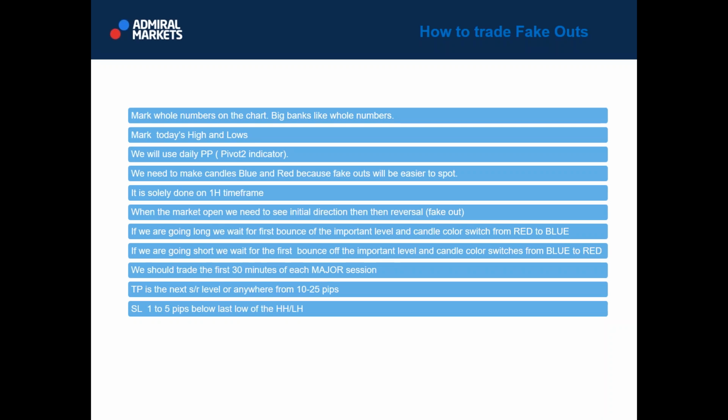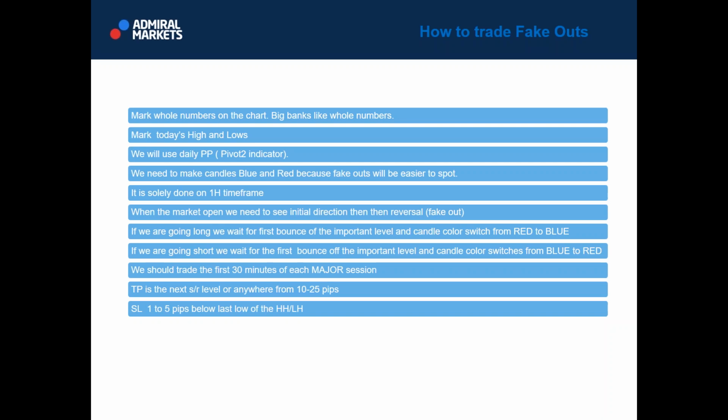So that is how we use it. We need to make candles blue and red because fake outs will be easier to spot. You don't need to make it blue and red, but fake outs will be definitely easier to spot. We do it solely on 1 hour time frame. We don't use 5 minutes, 15 minutes, solely 1 hour time frame.